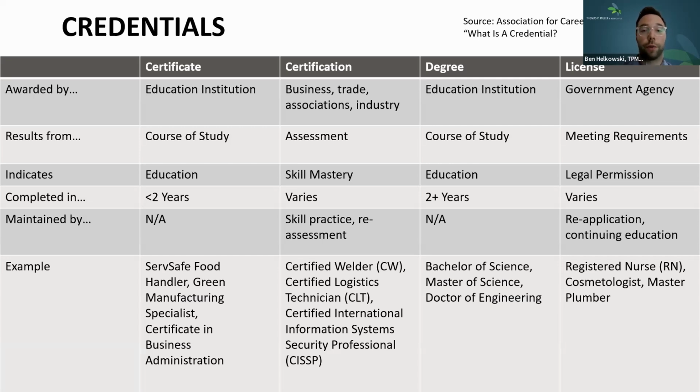And the last credential that we will cover today are licenses that are awarded by government agencies. They result from meeting typical requirements outlined by those government agencies. They indicate legal permission from the government agency. They can be completed across numerous timetables, and they're maintained by reapplication for those licenses and continuing education as landscapes evolve. Examples are registered nurses, cosmetologists, or master plumbers.